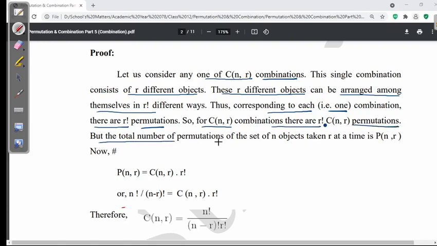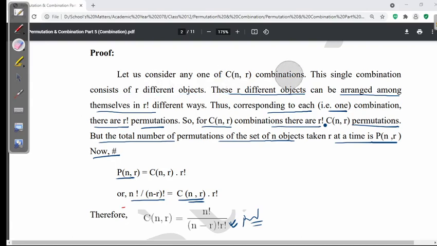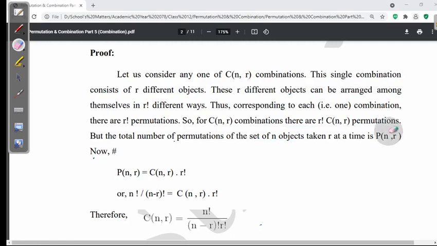But the total number of permutations of a set of n objects taken r at a time is nPr. Now, nPr is nCr times r!, and dividing, nCr = n! / ((n − r)! × r!), which proves the given theorem. So I will make it clear, dear students, with a real example as well. This is the theoretical proof, and the concept is given here.